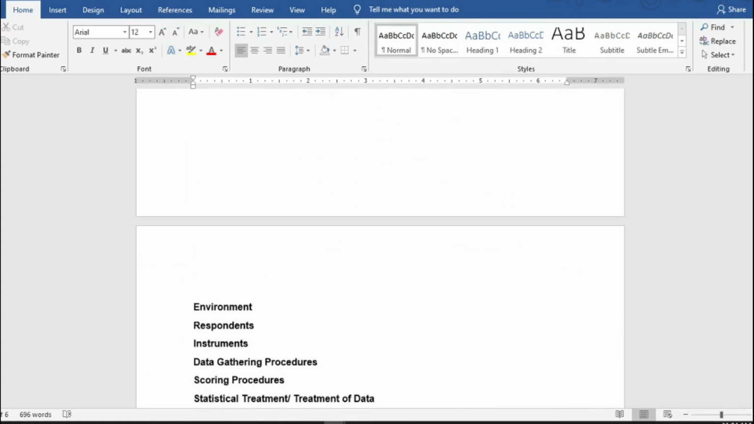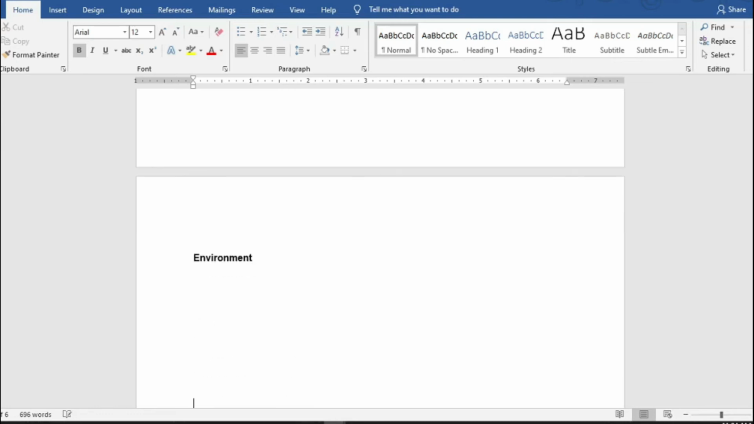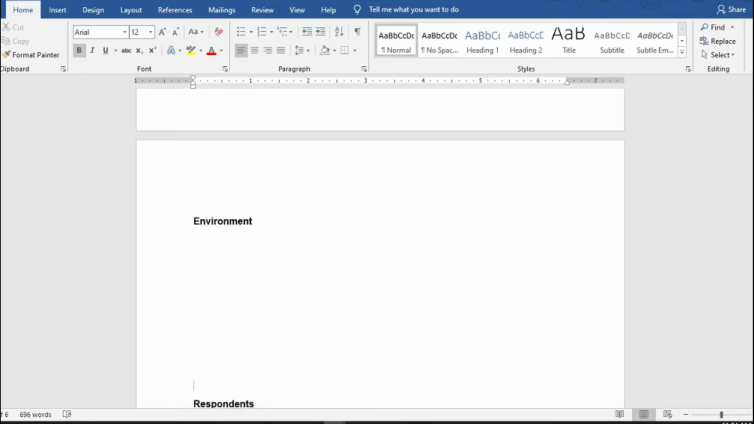Next is the research environment. In the research environment, of course, we discuss where the study will be conducted. Where would you conduct your study? So let's say the locale of the study is in the downtown streets of Cebu City, because our example study is about MSMEs.